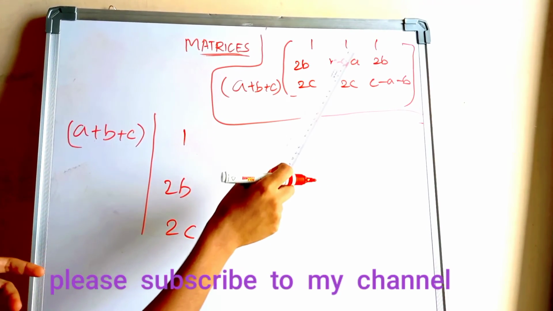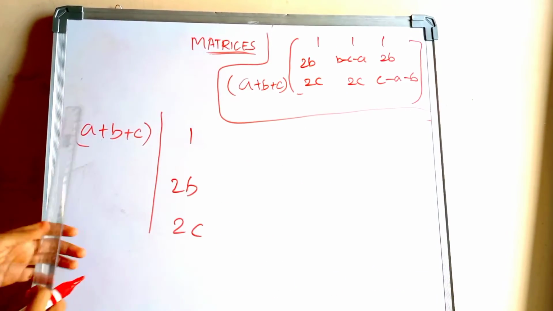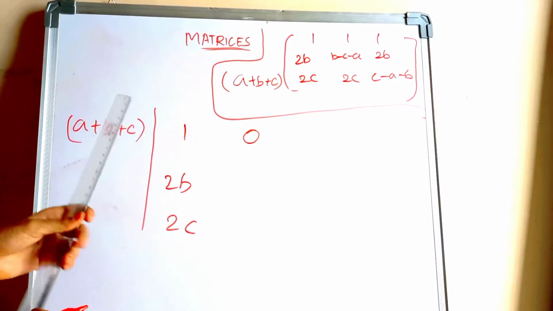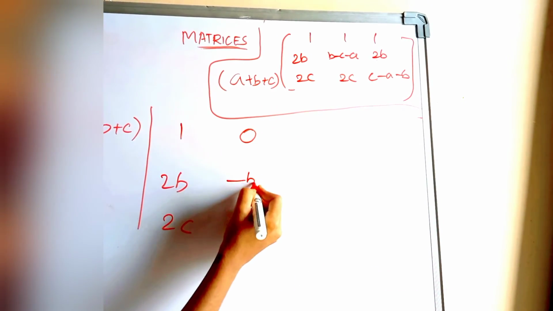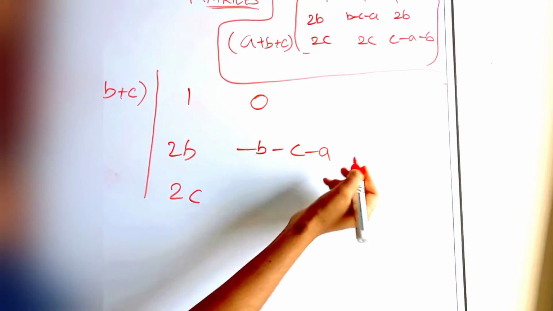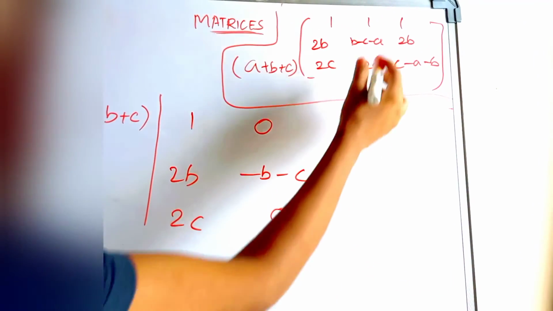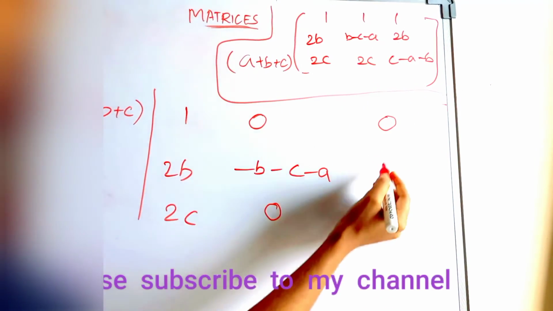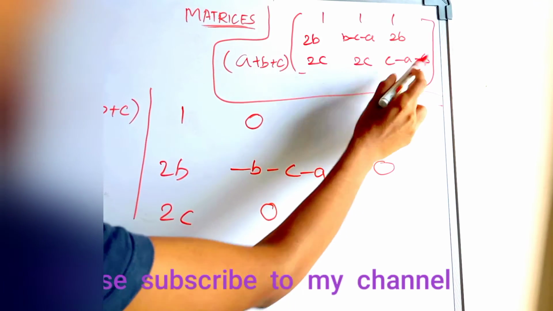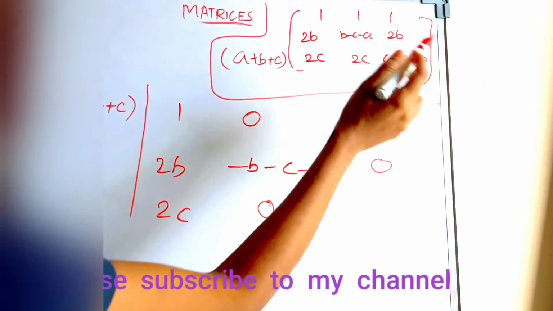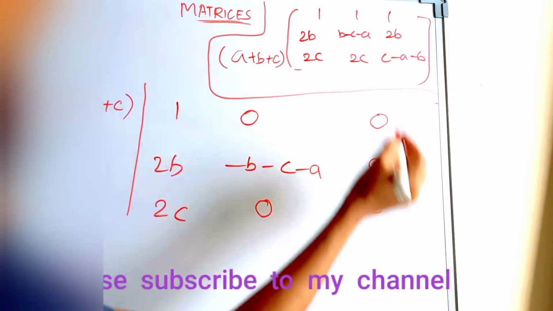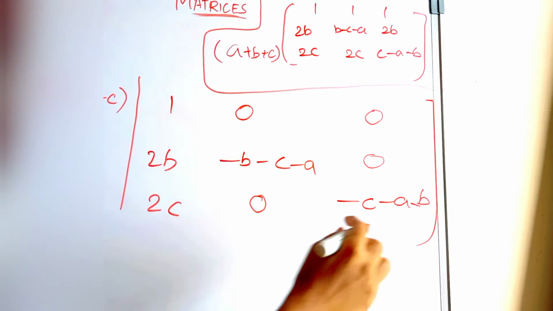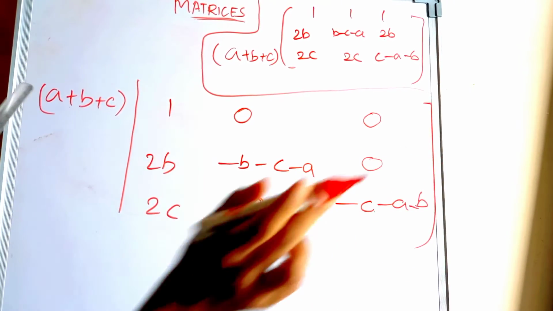C2 tends to C2 minus C1. So 1 minus 1 becomes 0. B minus C minus A minus 2B, that is B minus 2B, minus B minus C minus A. 2C minus 2C is 0. Next, third column, 1 minus 1, 0. 2B minus 2B, 0. C minus A minus B minus 2C. C minus 2C is minus C. Minus A minus B minus, minus A minus C minus B.